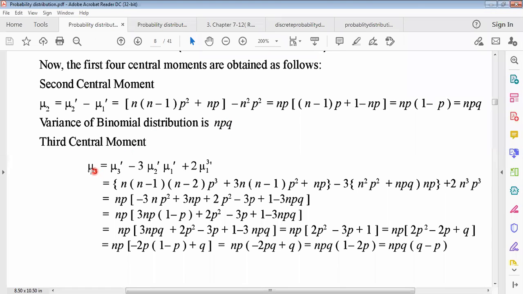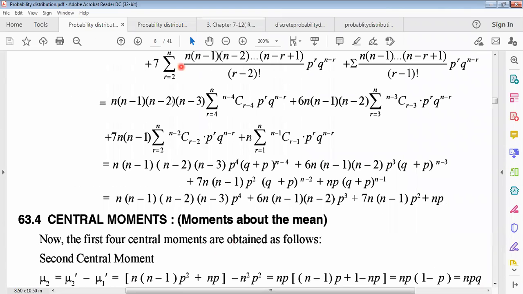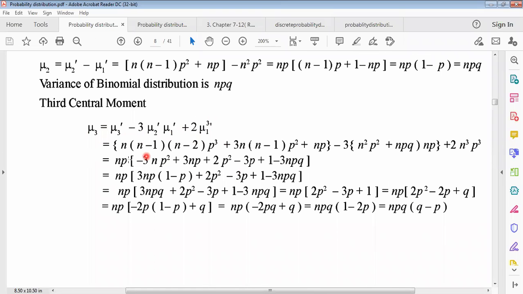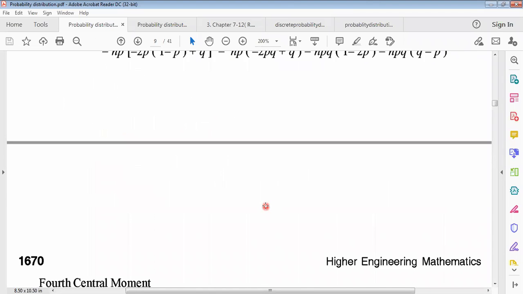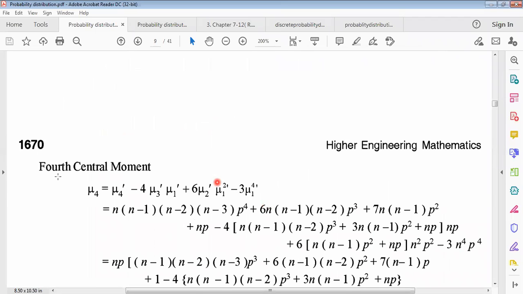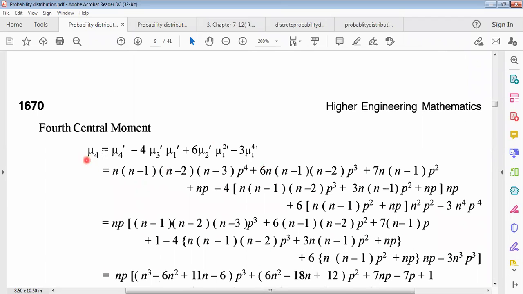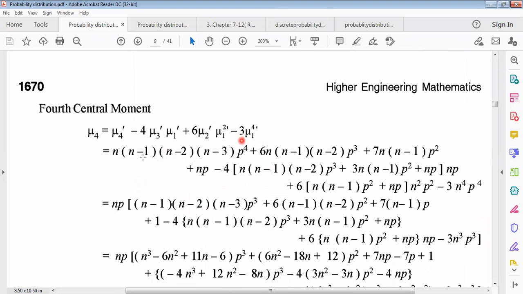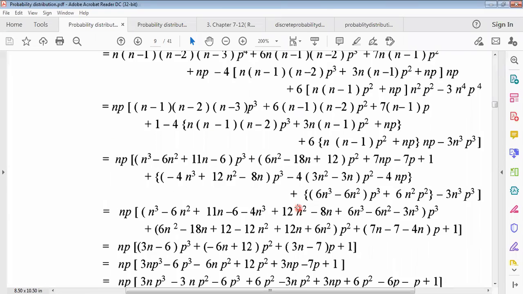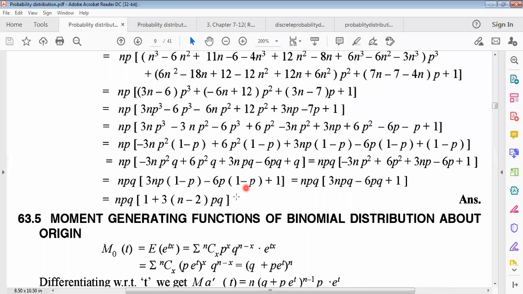Now the third central moment mu3 equals the third raw moment minus 3 into the second raw moment into the first raw moment plus 2 times the first moment whole cube. Just putting in all the values we have found from the raw moments, you can find it out. Similarly, the fourth central moment comes from the relationship between raw moments and central moments. Just putting these values, we get this value.